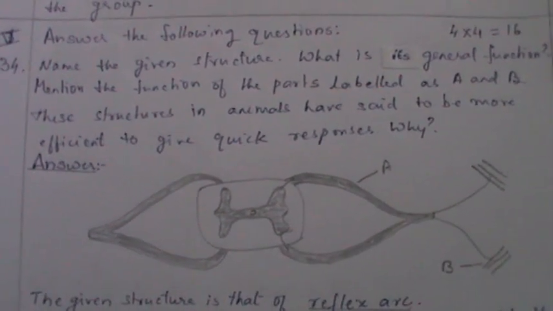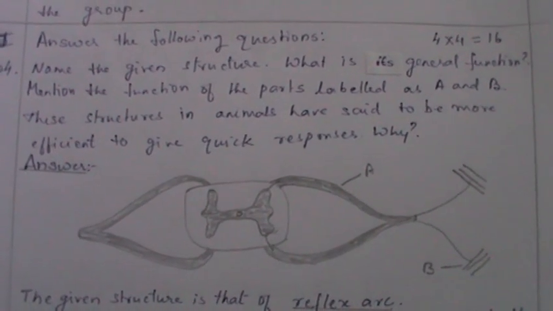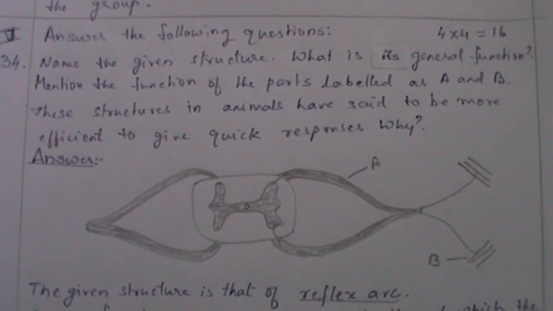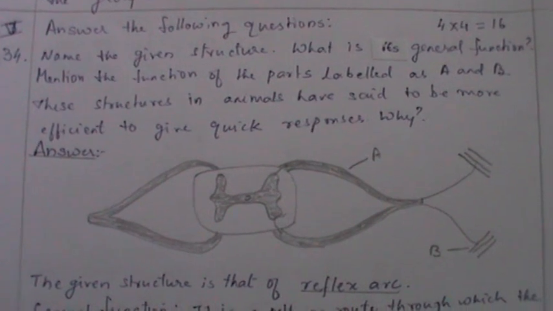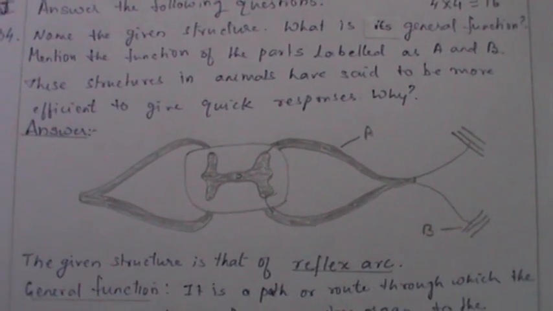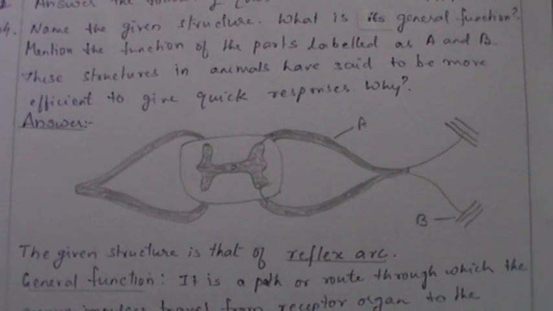Question number 34. Name the given structure. What is its general function? Mention the function of the parts labeled as A and B. These structures in animals are said to be more efficient to give quick responses. Why?